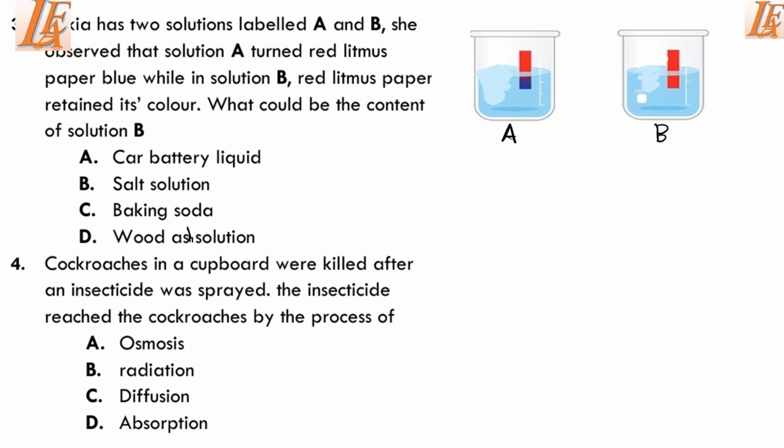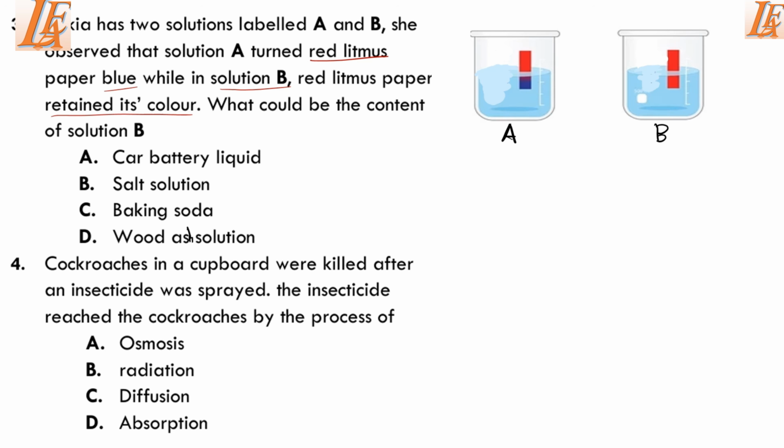The third question, Zakia has 2 solutions labeled A and B. She observed that solution A turned a red litmus paper to blue, while with solution B, the red litmus paper retained its color. What will be the content of solution B?